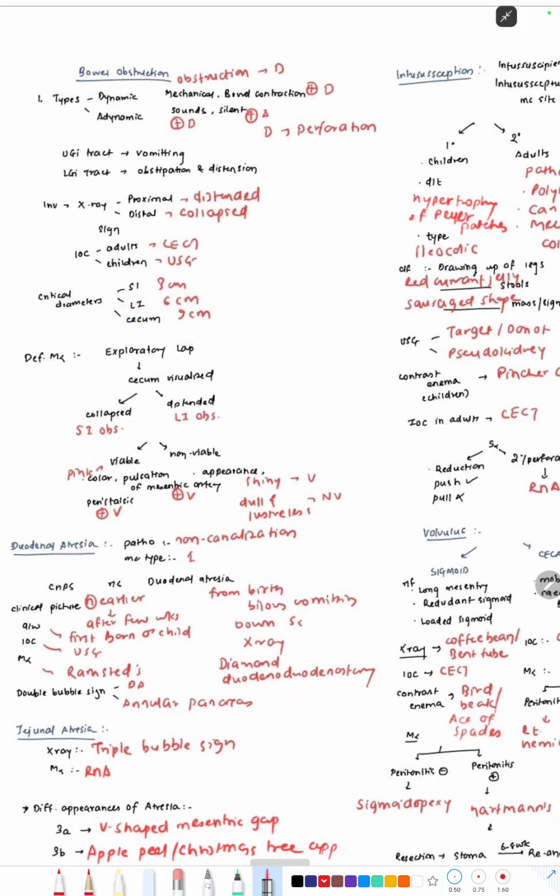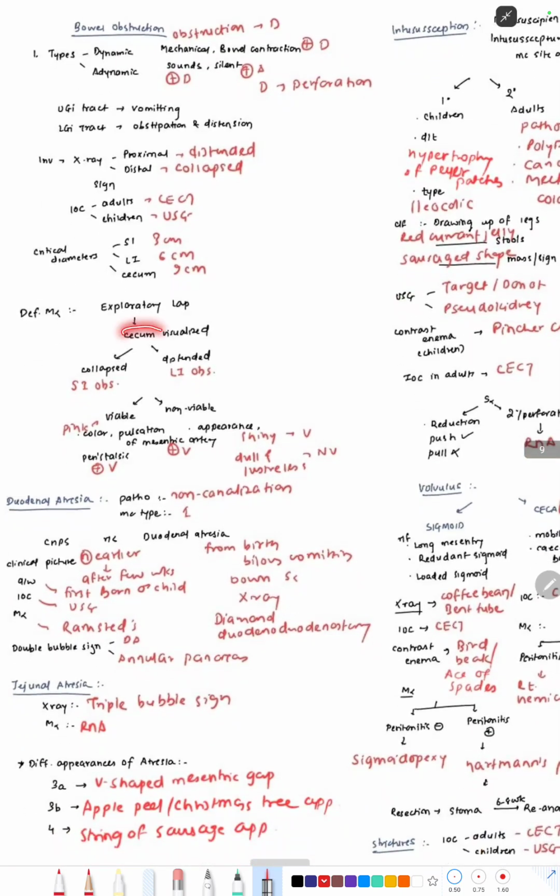Then definite management: exploratory laparotomy should be done. If the cecum is visualized and found to be collapsed, that means a small intestinal obstruction. If the cecum is found to be distended, then it's a large intestinal obstruction. So the cecum is that particular part which helps us differentiate between the obstructions. Then look whether the bowel is viable or non-viable. Viable is pink in color, pulsations of the mesenteric artery are present, and peristalsis is present. Non-viable is the one which has a gangrenous appearance, which is dull and lusterless.